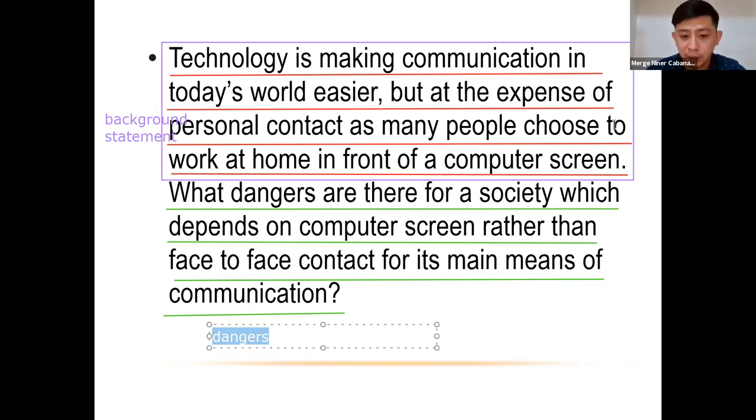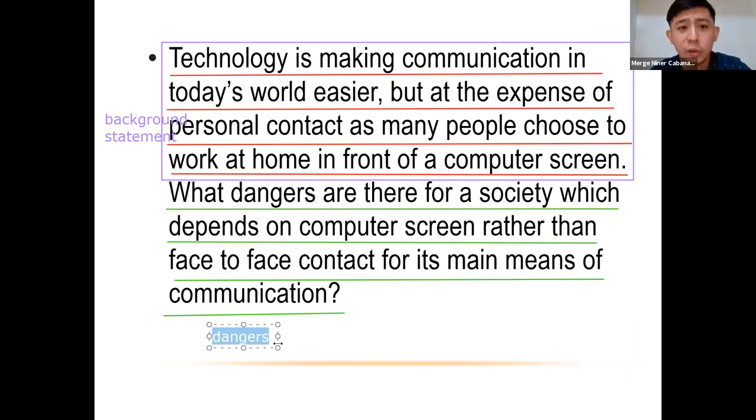So since the topic is only asking us for the dangers, you will refrain from giving other topics beyond your scope. Your scope is only what dangers. Now, if the question says, what dangers are there for society and recommend some solutions, that's the time that you're going to provide one. That's why it's so important to understand what the question is and how many questions are there, okay?